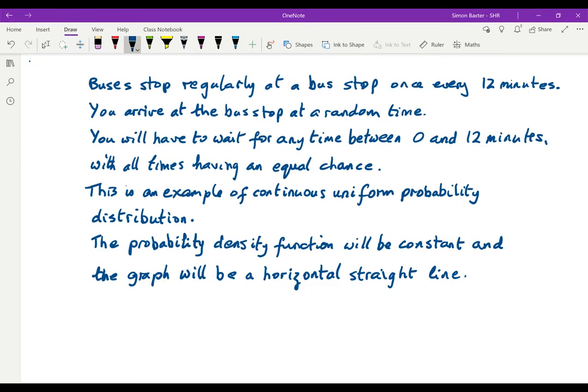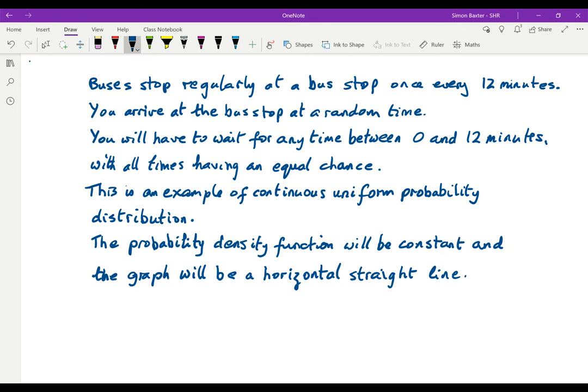Let's suppose that buses stop regularly at a bus stop once every 12 minutes. Not a bus stop in Bangkok. You arrive at the bus stop at some random time. You will have to wait for any length of time between 0 and 12 minutes. No one time is any more or any less likely than another time. All times have got the same chance. This is an example of a continuous uniform probability distribution.